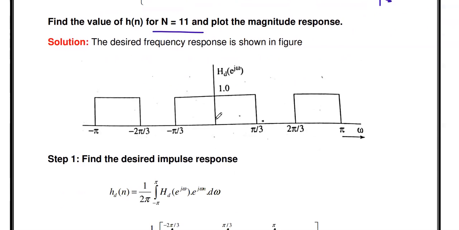From that we can say it will allow this band of frequency, and it will reject the frequency between pi by 3 to 2 pi by 3. This type of filter is called a band reject filter. Band reject means it will reject a certain range of frequency, between pi by 3 to 2 pi by 3. So this is the filter we are going to design.